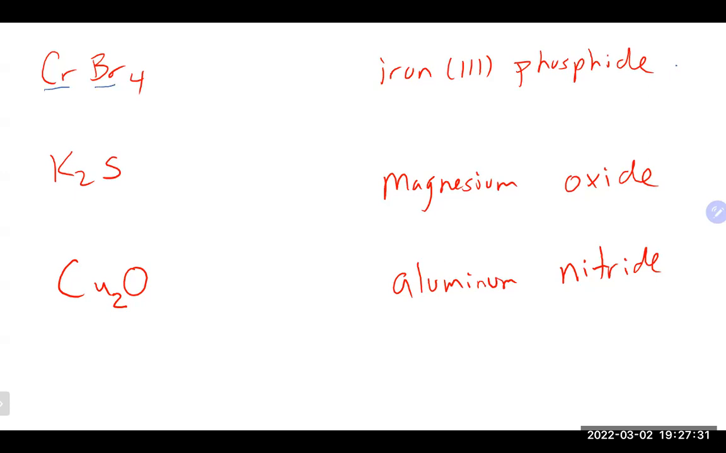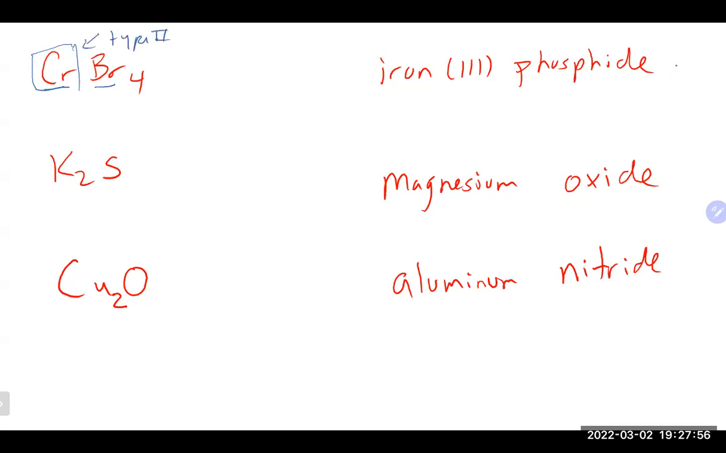CrBr4. When I see Cr, I know it's a metal. I see Br, it's a non-metal. So automatically I know it's an ionic compound. So I would need to decide, is it type 1 or type 2? And that is always going to be determined by the metal here. That is chromium, which is right there in the middle of our transition metal region. So that also should tell us it's type 2 because of that.